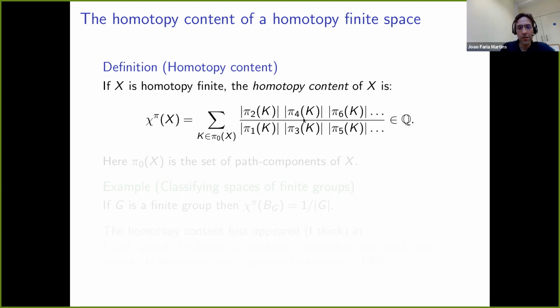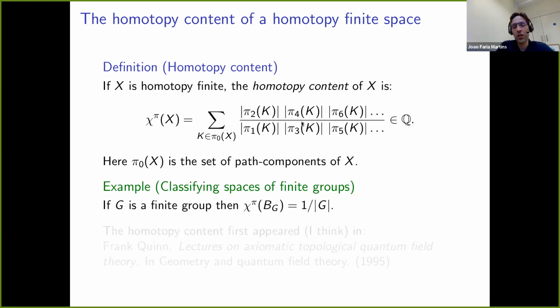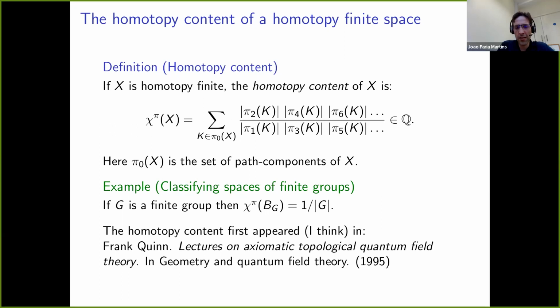Okay, right. And for example, if G is a group, and you consider its classifying space, then the homotopy content of the classifying space is 1 over the cardinality of G. I believe the first place the homotopy content appeared was in these lectures by Quinn from 1995, but it has appeared in several publications because this is a formula that you very easily arrive at without knowing that it's called homotopy content. So I'm sure it has been rediscovered by a plethora of people.